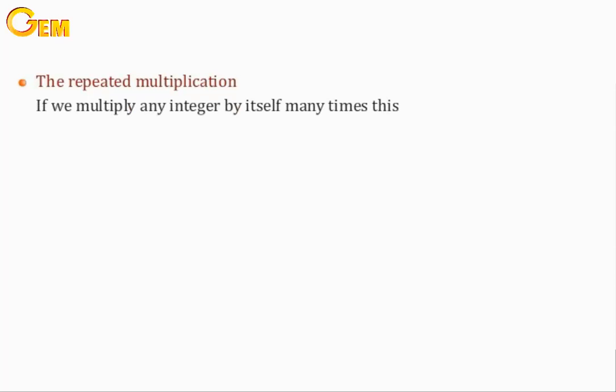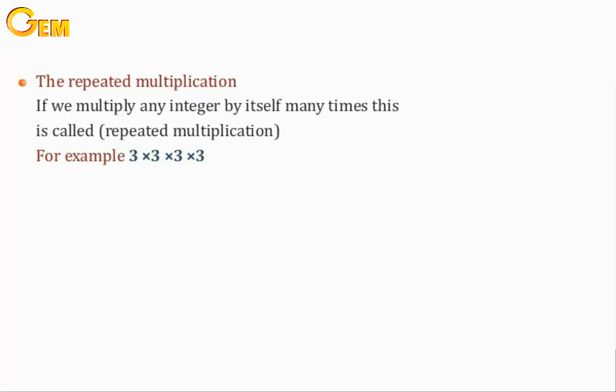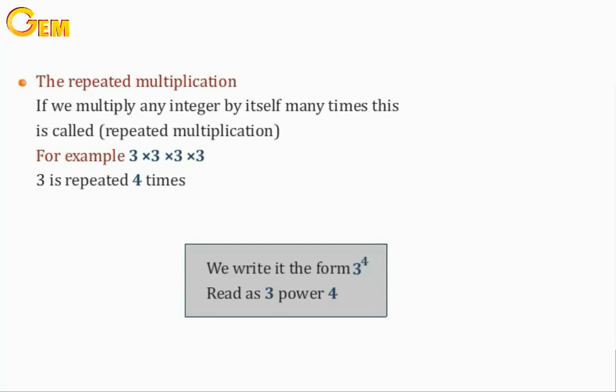Lesson 5. The repeated multiplication. If we multiply any integer by itself many times, this is called repeated multiplication. For example, 3 times 3 times 3 times 3. 3 is repeated 4 times. We write it in the shown form, and we read it as 3 to the power 4.